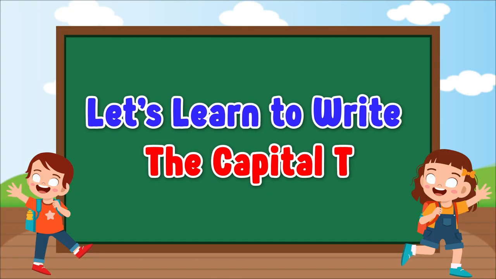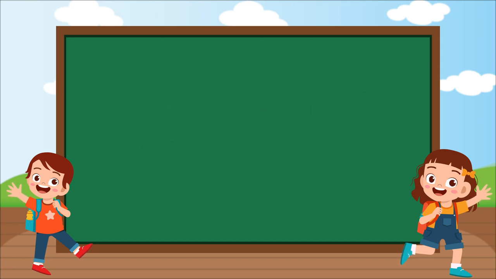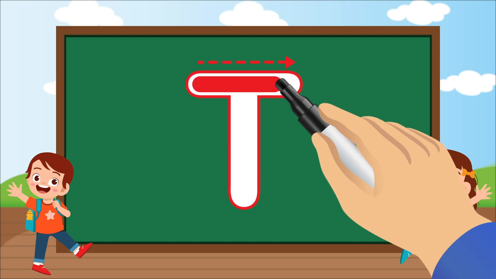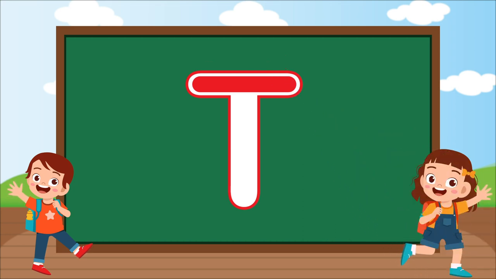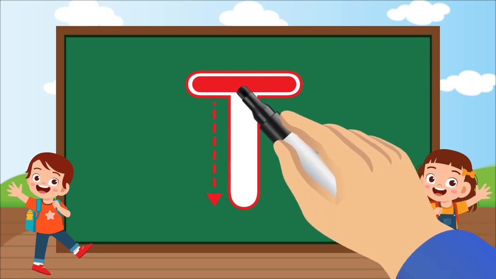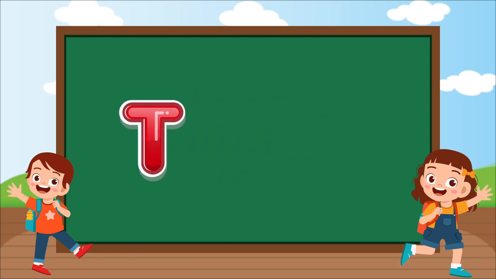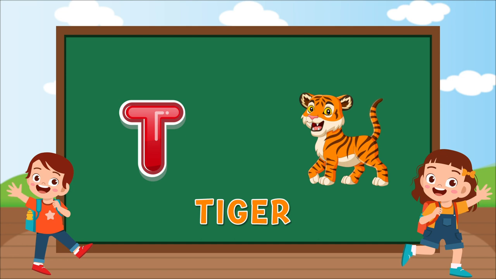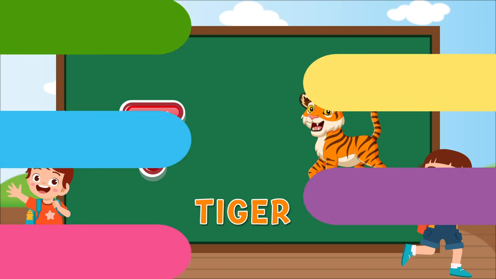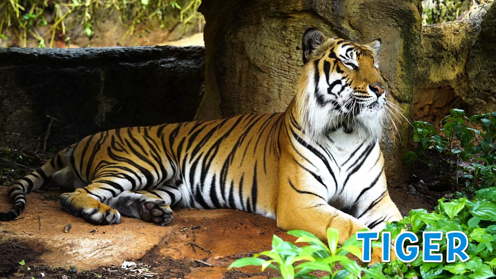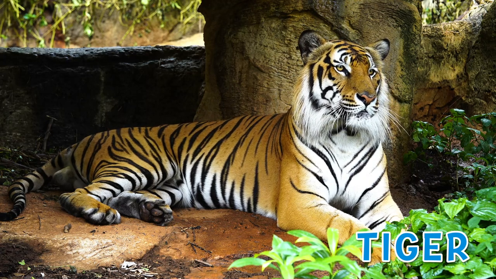Let's learn to write the capital T. First, we will draw a sleeping line. And then come back halfway and draw a standing line. T is for tiger. Tiger.